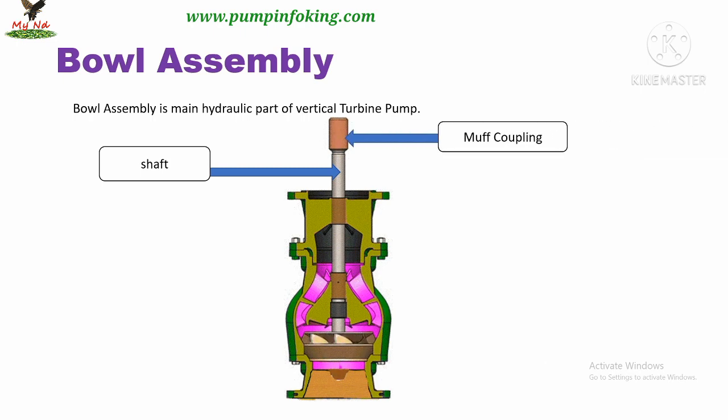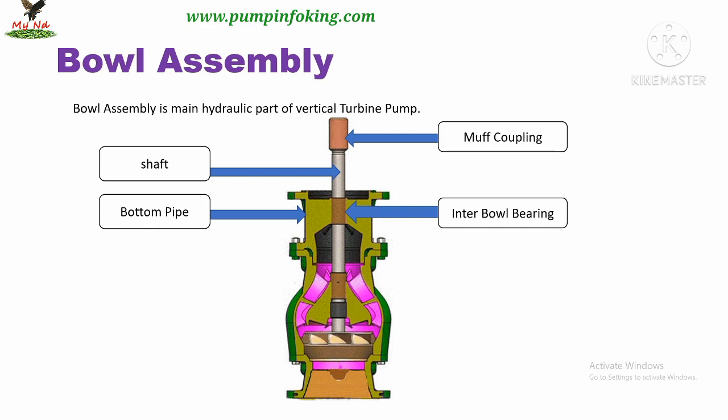Second one part is the MUP coupling. Main function of MUP coupling is used to connect two shafts to each other. Third one part is the bottom pipe. Bottom pipe is used to adjust the length of the bowl assembly.